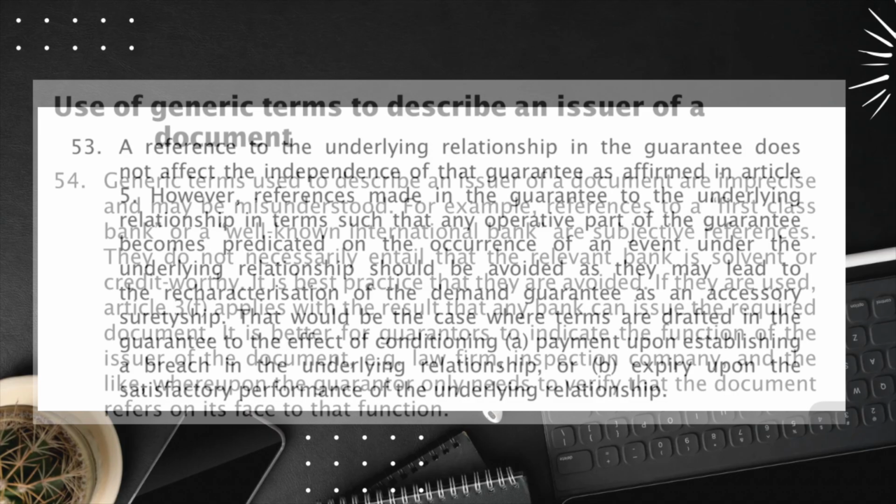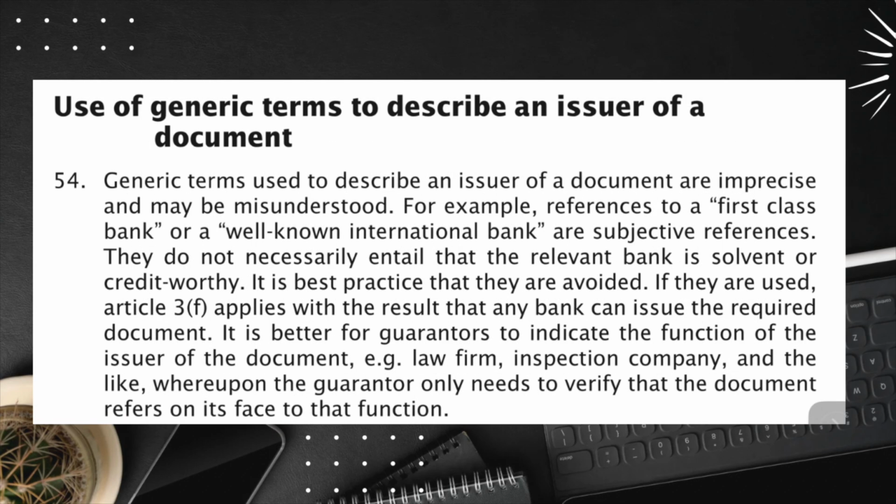Rule 54 advises against using generic terms like first-class bank or well-known international bank to describe issuers. Those terms are subjective and do not ensure reliability. Instead, specify the issuer's function, like inspection company or a law firm, for clarity.